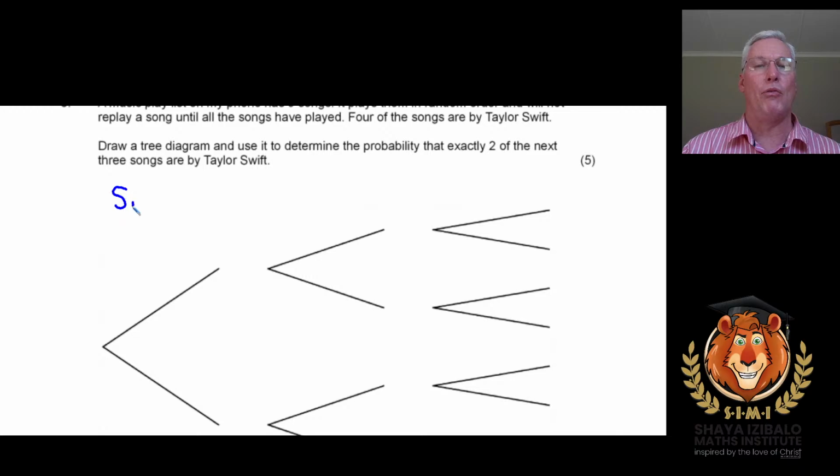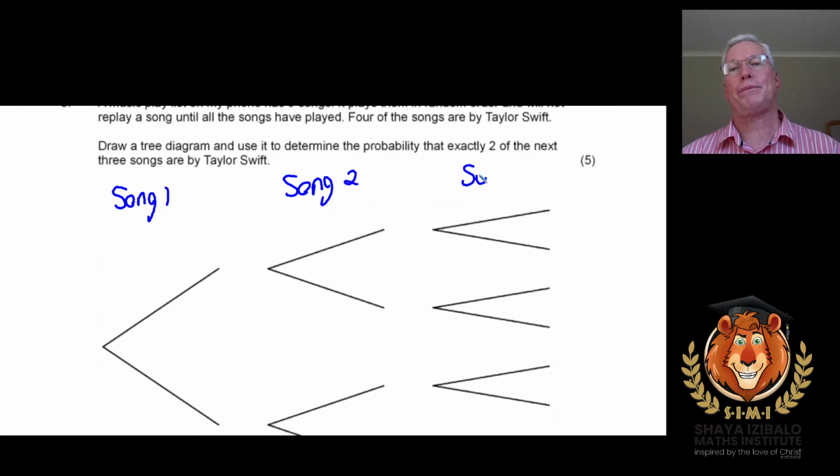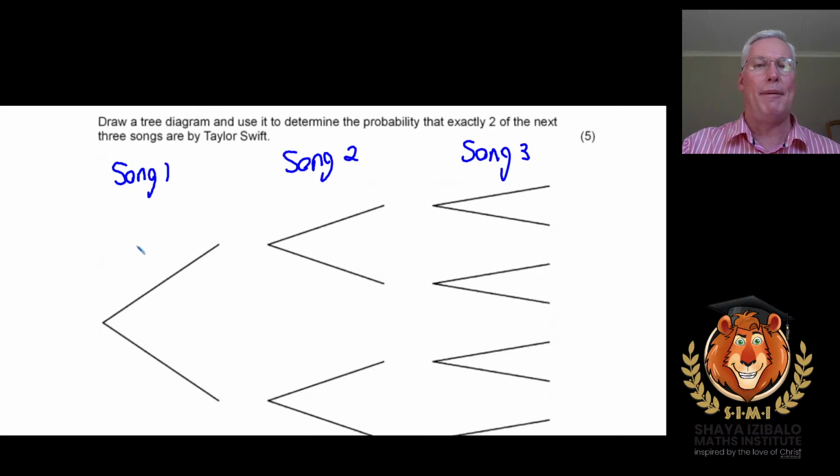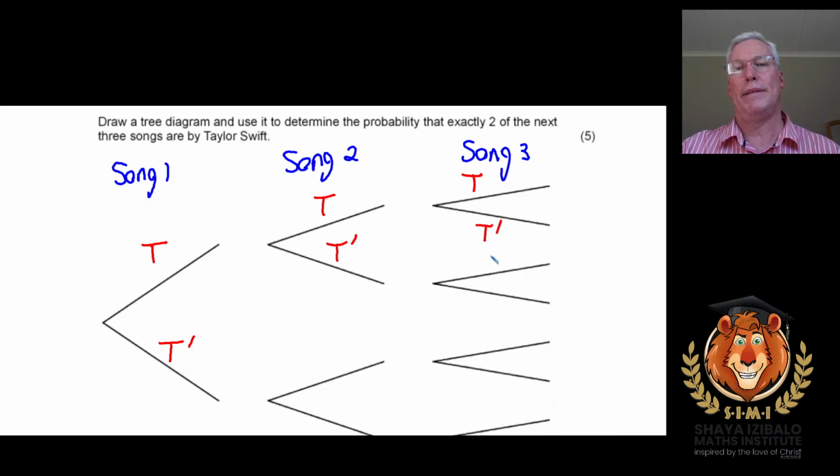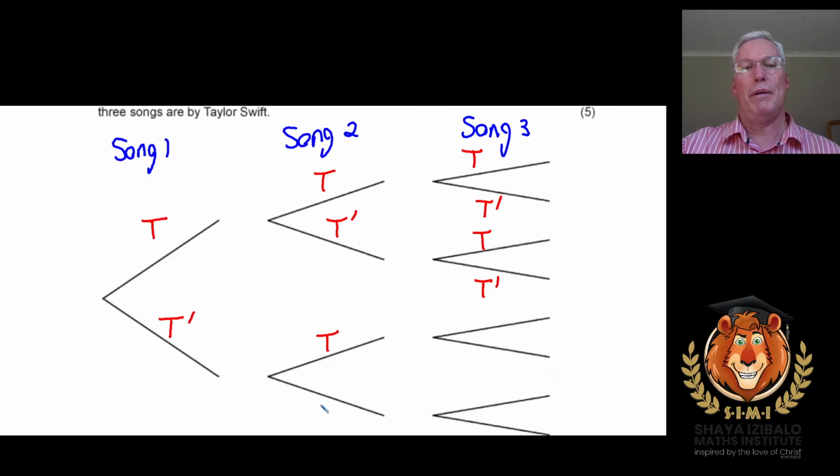To save time, I've drawn the structure of the tree diagram here. This is the first song, second song, and third song. Now I'm not worried about what other artists are involved. I'm actually just interested in, is it by Taylor or not by Taylor Swift? By Taylor or not by Taylor, at each branch.